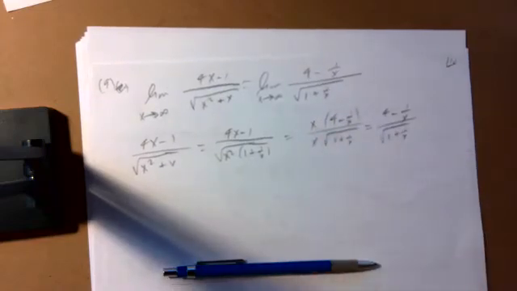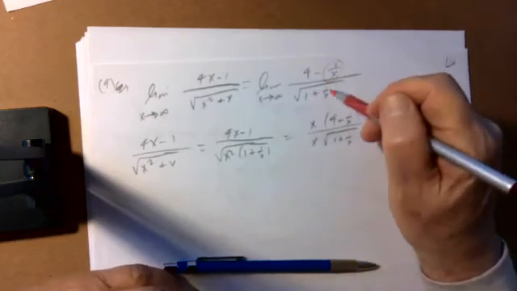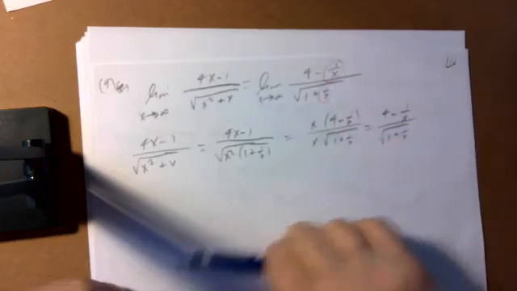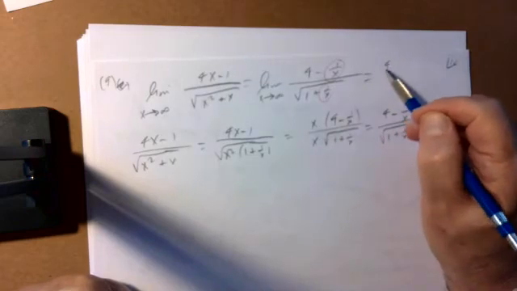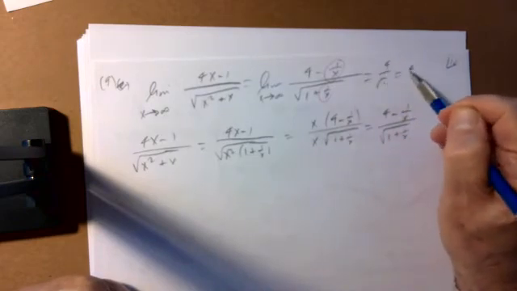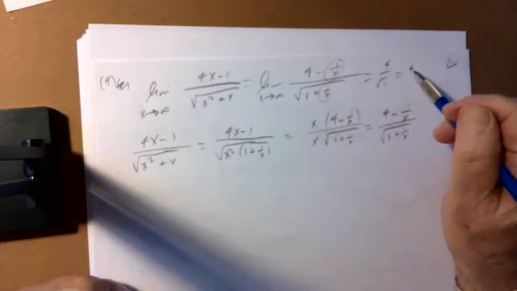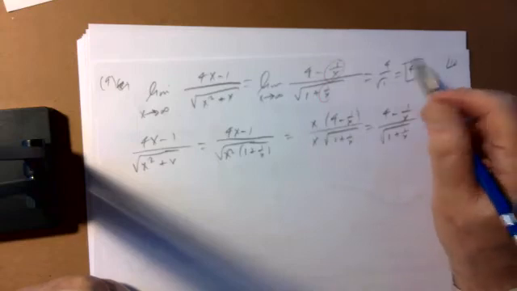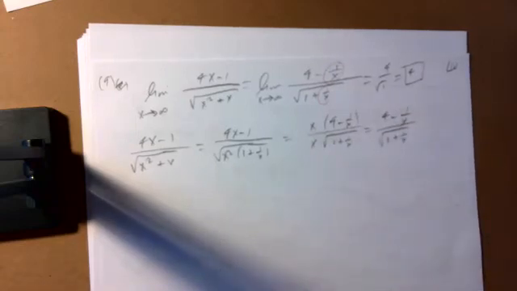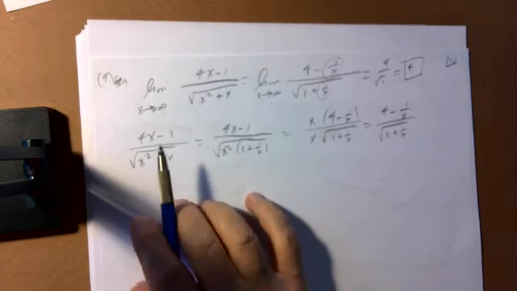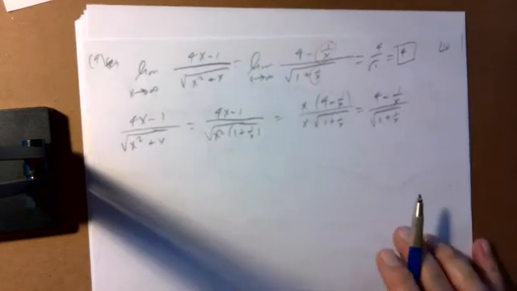When x goes to infinity, 1 over x goes to 0. So this limit is going to be 4 over the square root of 1. The square root of 1 is 1, and 4 over 1 is 4. So the answer really is 4. That's the limit. Any questions about this?